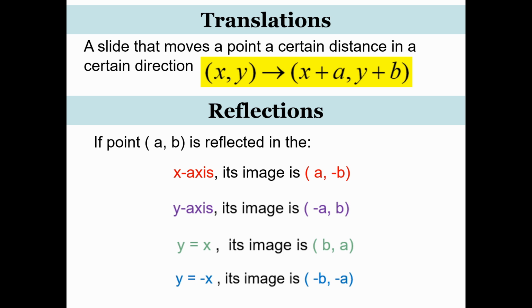And then if I flip over the line y equals negative x, then I still have that same interchange of x and y coordinates, but they also become opposite. So A, B becomes the opposite of B comma the opposite of A. So if it was positive, it becomes a negative. If it was a negative value, it becomes a positive. And those x and y coordinate spots flip positions.